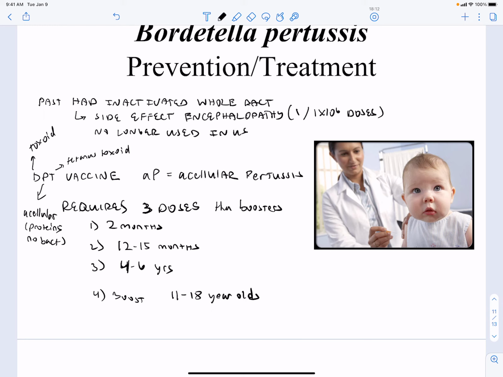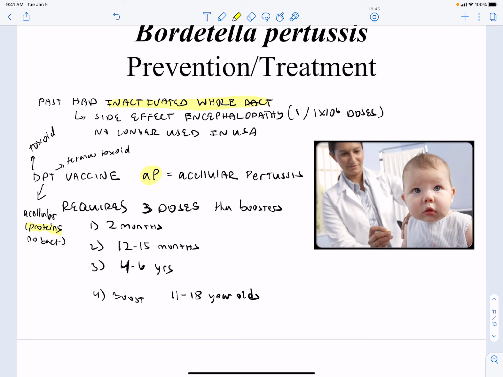So again, prevention and treatment. In the past, the pertussis vaccine had inactivated whole bacteria, and the side effect of this was an encephalopathy in 1 out of every 1,000,000 doses. So this is no longer used in the USA. Instead, we now use a DPT vaccine, which has an AP version of the pertussis, which is an acellular pertussis. All this means is it's made up of proteins and not the bacteria.